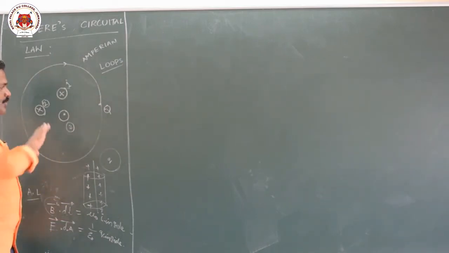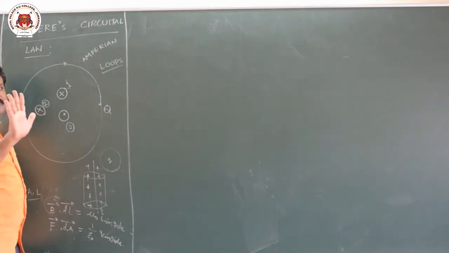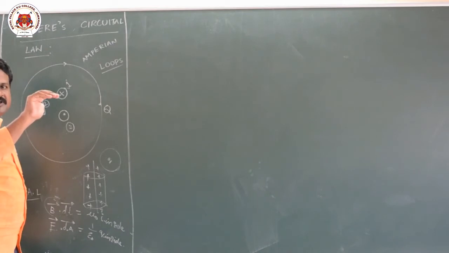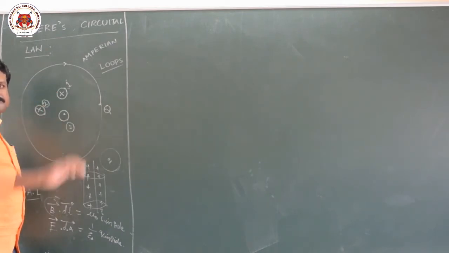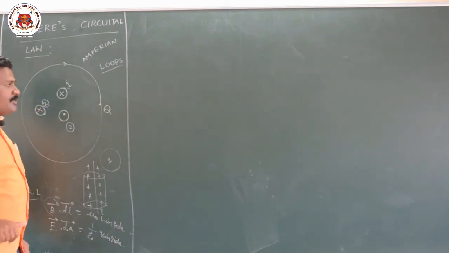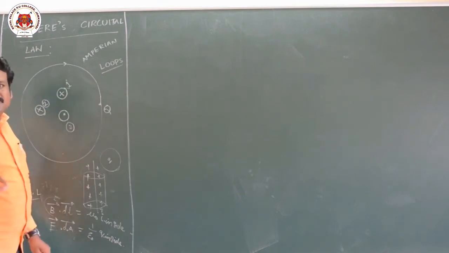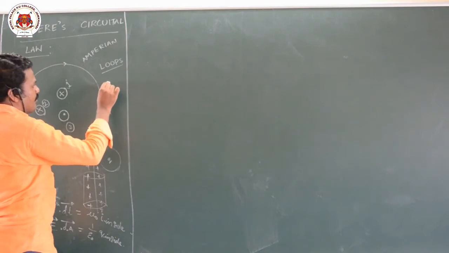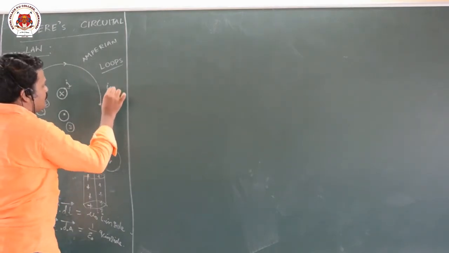Now to get the direction of the currents, take your right hand and close the fingers in the direction of the loop, and the thumb gives the direction of current. The current in the direction of the thumb is positive, and the opposite is taken as negative. That means here I1 is positive, I2 is also positive, these two are positive.